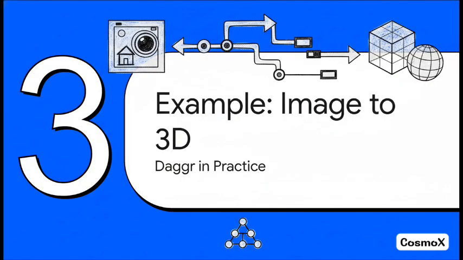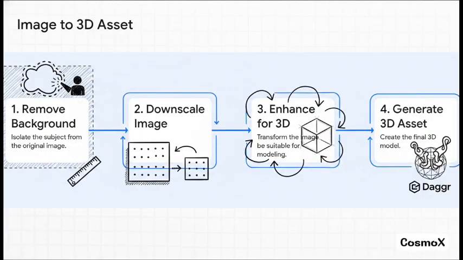Okay. Theory is great, but let's see how this actually works with a real-world example. We're going to build a pipeline that takes a simple image and turns it into a 3D asset. So here's the game plan. It's a 4-step process. First, we'll remove the background from an image. Second, we'll downscale it just to make things run a bit faster. Third, we'll enhance the image to give it more of a 3D-friendly style. And finally, we'll generate the actual 3D model.